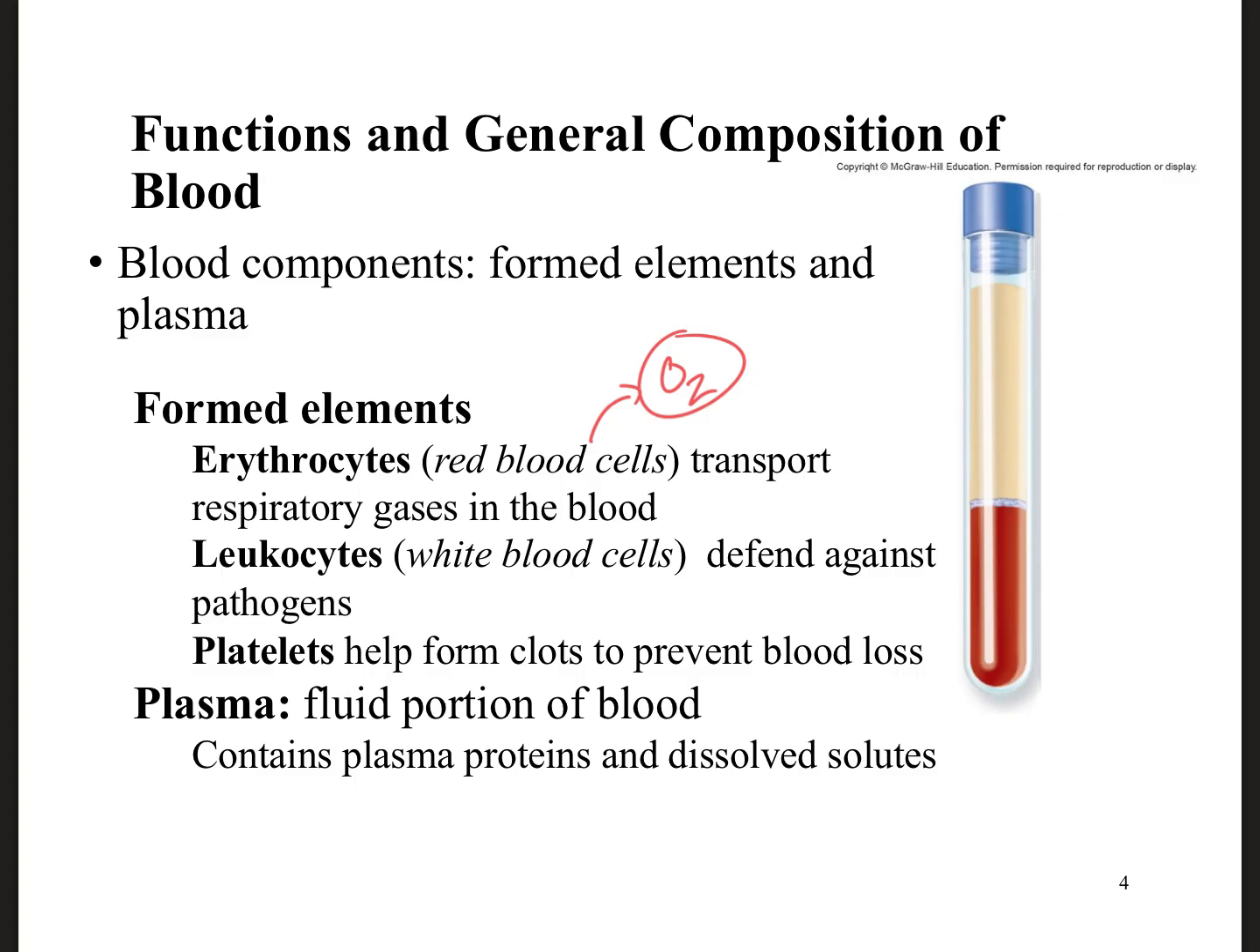Leukocytes are all of your white blood cells. These include neutrophils, lymphocytes, monocytes, basophils, eosinophils, macrophages. Those are all white blood cells. They are the workers of your immune system. They work and defend against pathogens, both non-specific and specific immunity.